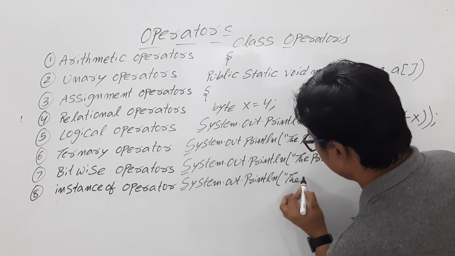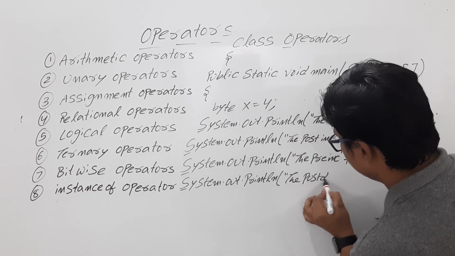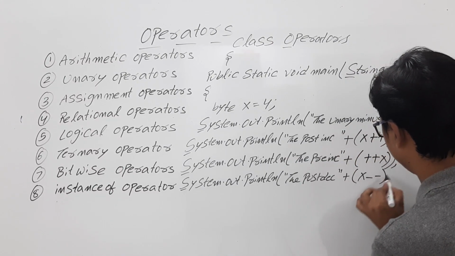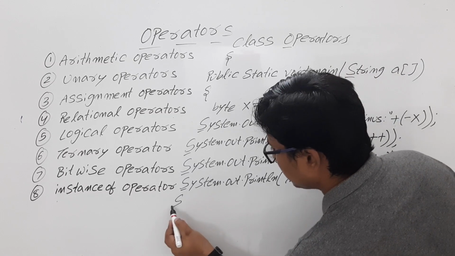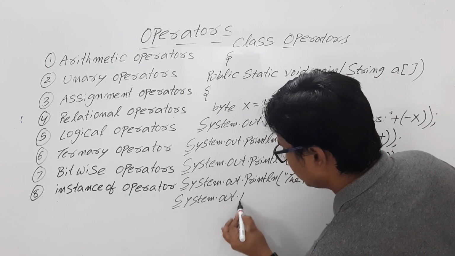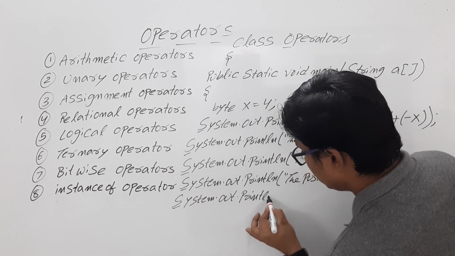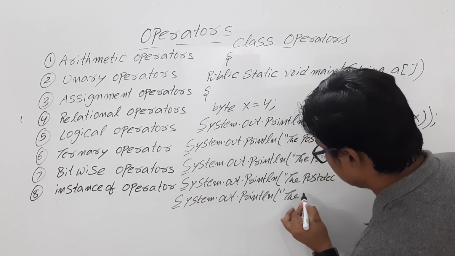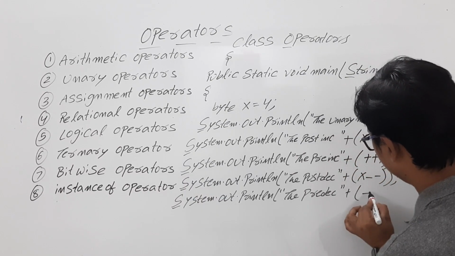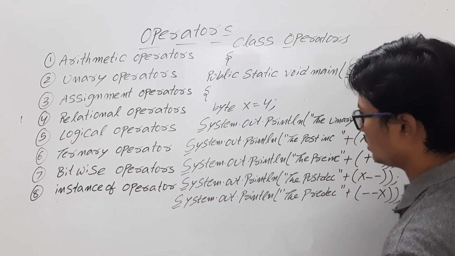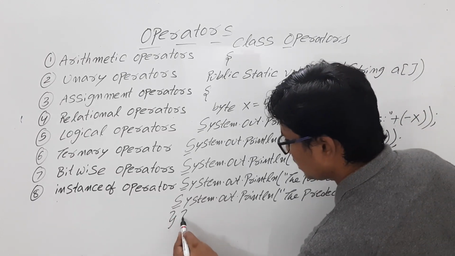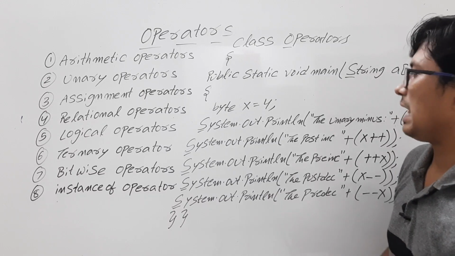The post decrement is, I will write x minus minus. Similarly, I will write System.out.println, the pre-decrement is, you can write minus minus x, okay. Then let me close the public static void main and then I will close the class, okay.